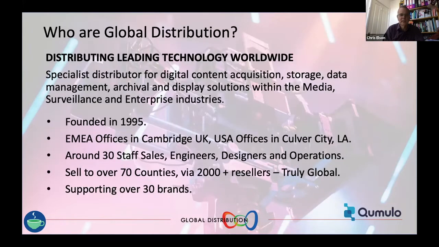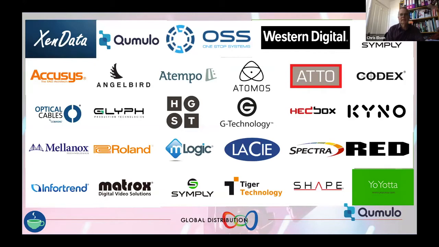But first, I thought I'd give you a quick overview of Global Distribution. It's a UK-based company based in Cambridge, and we're a specialist distributor for storage and production equipment for the media and entertainment industry. We've been doing that for many years now. We have around 30 staff around the world, selling into over 70 countries through 3,000 resellers, and we carry around 30 brands. If I can have the next slide, just to give you an idea of the range of products and brands that we support. But today it's all about Qumulo.